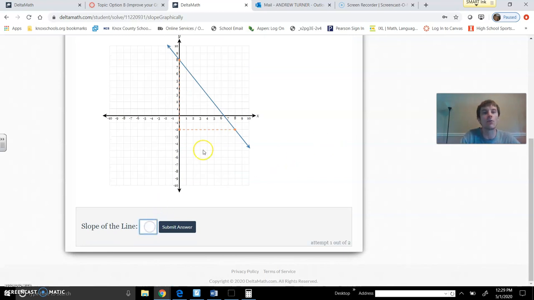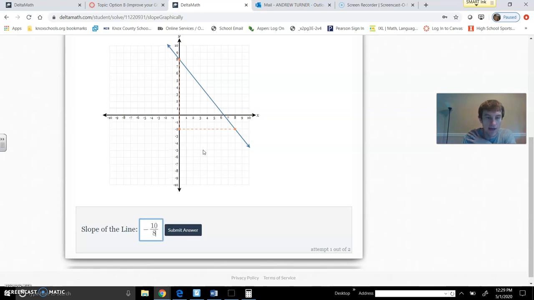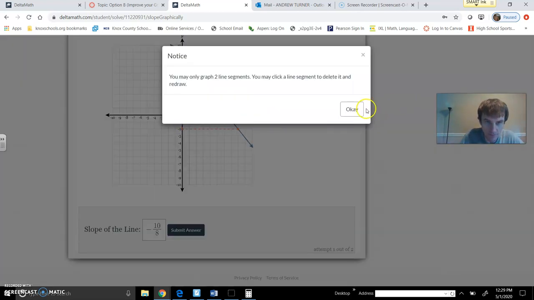And then I want to think about, well, what does that mean? That means it went down 10 from 8 to -2. It's going down 10, and then it's going over 8. And so -10 divided by 8 is an answer, but I bet it wants the most simplified form. And so if I really went in here and looked at better points, I could say, well, in this first one, you can only graph 2.